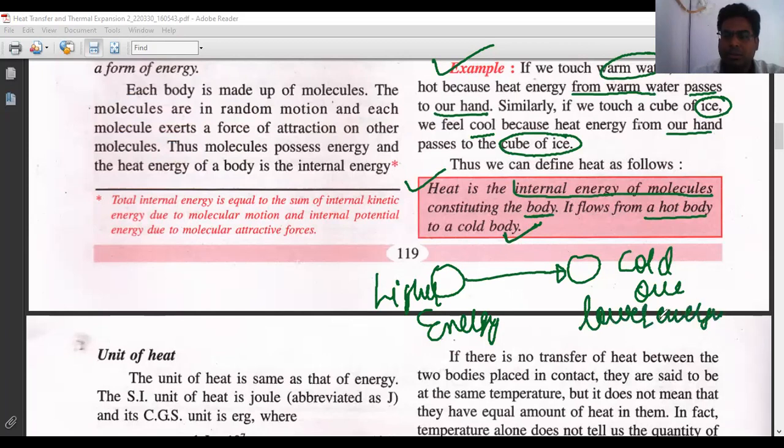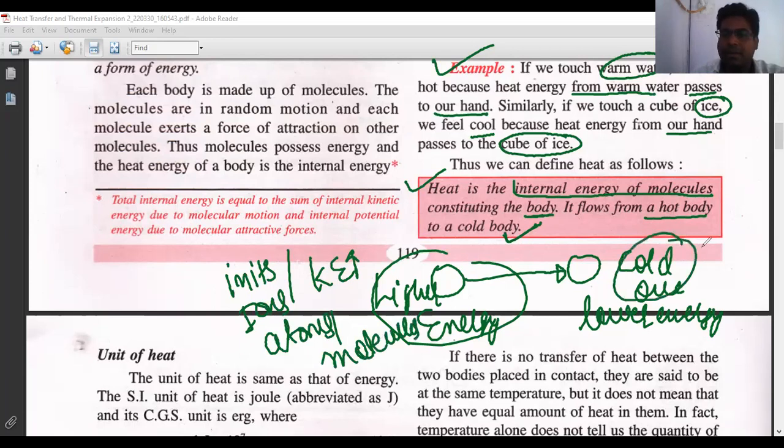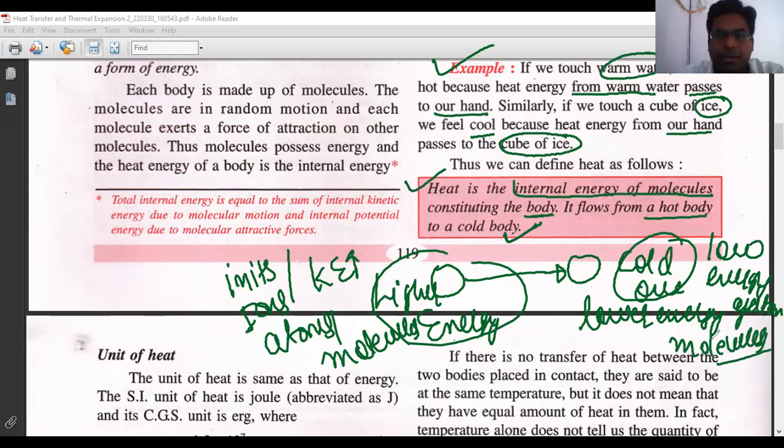Higher energy means more kinetic energy in its ions, molecules and atoms, while the cold one has low energy in its atoms, molecules and ions, right? So write that definition. Can you scroll up? In the box.